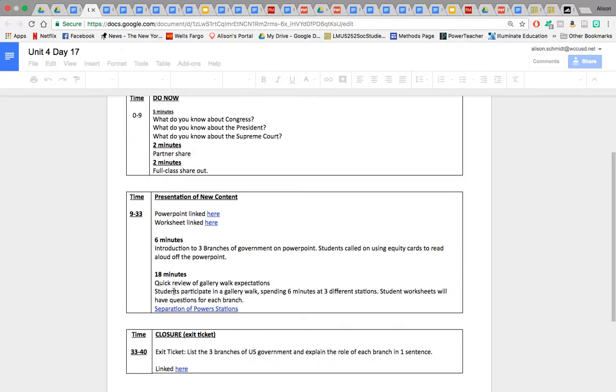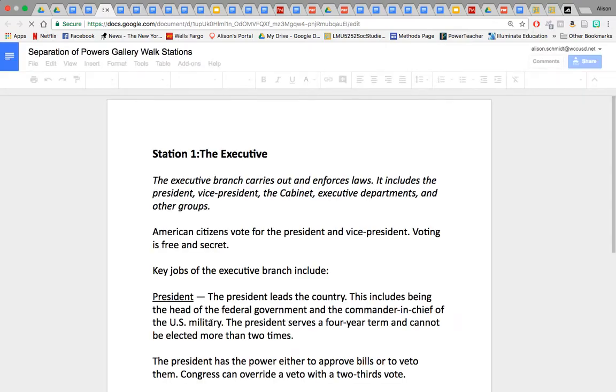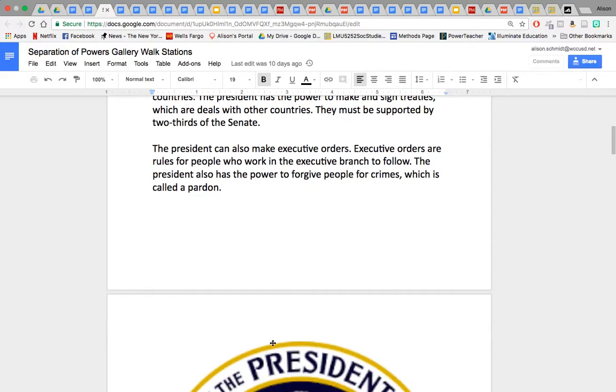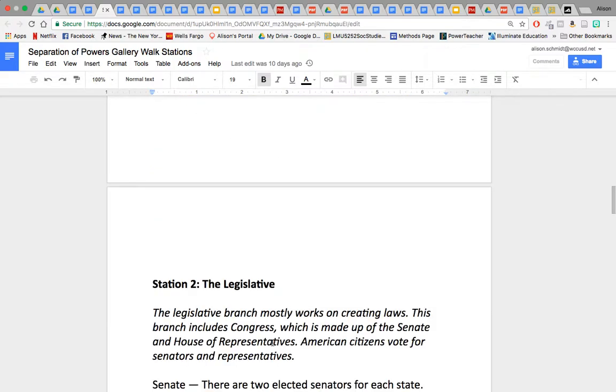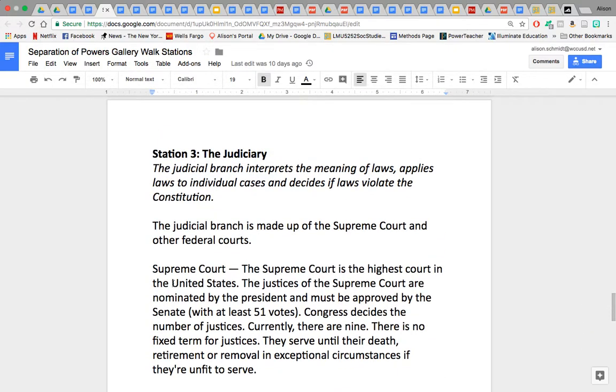They're going to get introduced to Congress, the President, and the court, and do a little gallery walk. Here are the different stations, which I might break up even more to make sure there are not too many kids at each one. They'll have one about the executive, with the picture of the seal, and they'll answer some questions about it. Then the legislative and the judicial, and each one has the seal, which will be hung up. I just give them some pictures, and they'll read about it.